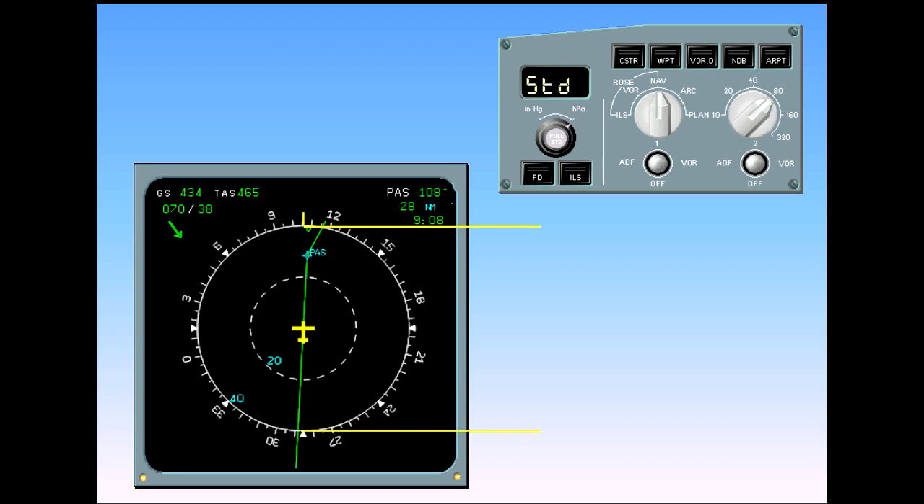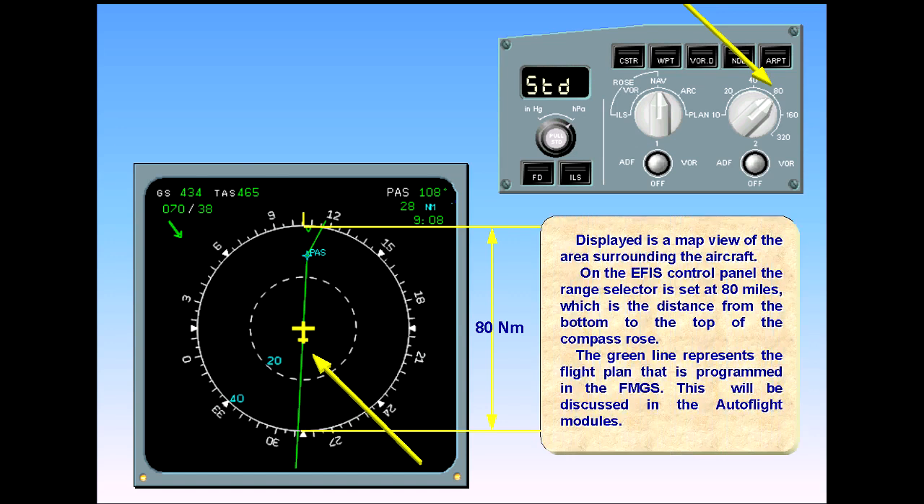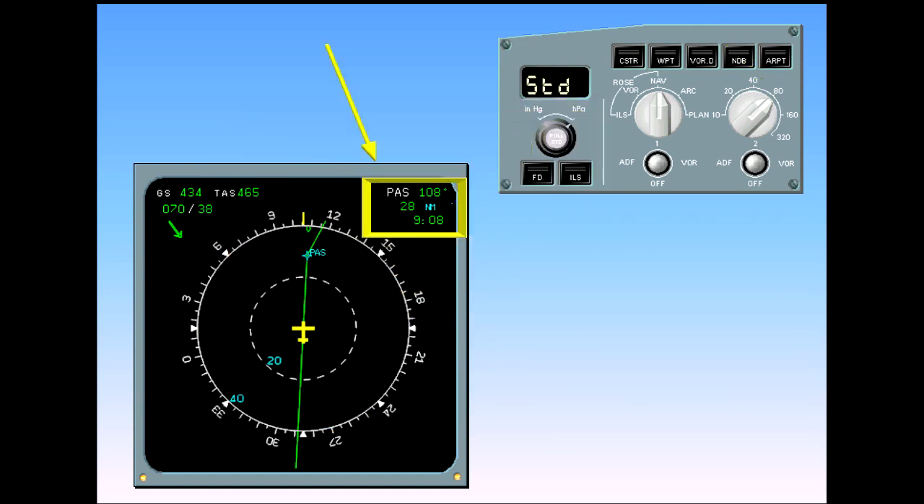Displayed is a map view of the area surrounding the aircraft. On the EFIS control panel, the range selector is set at 80 miles, which is the distance from the bottom to the top of the compass rose. The green line represents the flight plan that is programmed in the FMGS. This will be discussed in the autoflight modules. The information contained in the top right-hand corner of the display relates to the next waypoint. In this example, the next waypoint is PAS, Papa Alpha Sierra. The information is track to waypoint, distance to go, estimated time to waypoint.